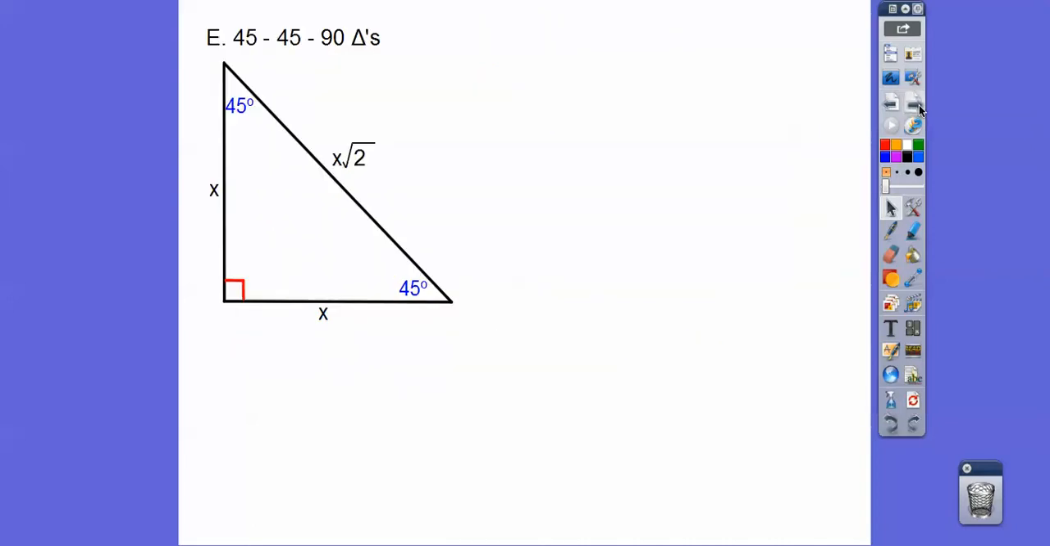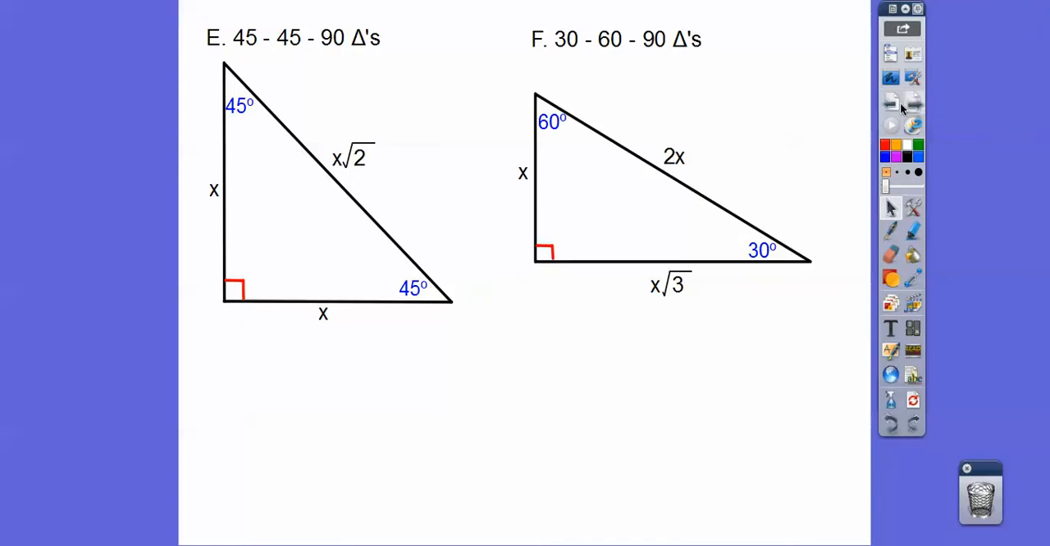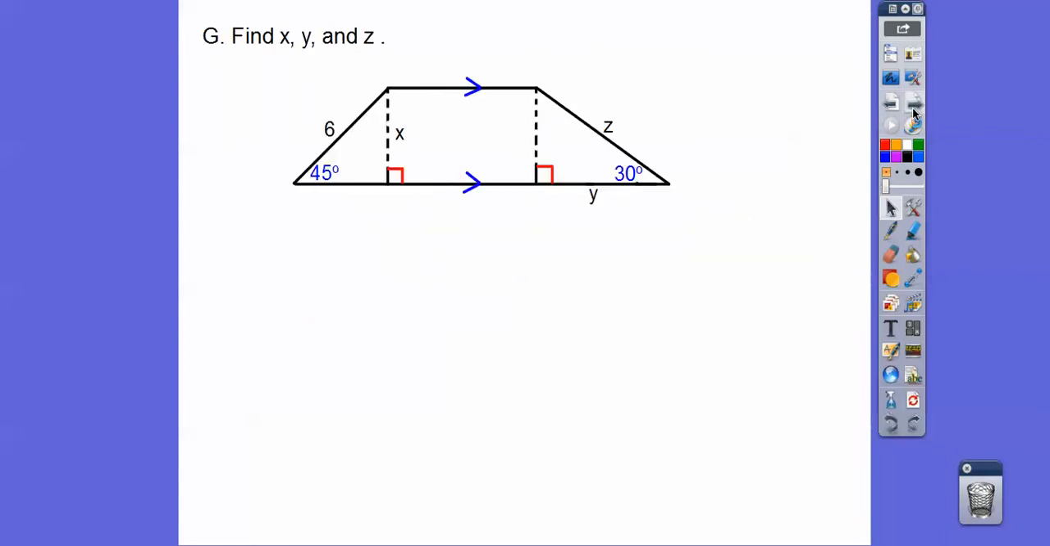Okay. All right, 45, 45, 90 triangles. Remember, x, x, x root 2. 30, 60, 90 triangles. Remember, the 30 has a root 3 baby. So if that's x, this is x root 3, and that's always twice that guy right there, okay? All right, so let's find x, y, and z, okay? So here, you guys, the root 2 is hiding in there because the hypotenuse is always root 2 times whatever this leg is. So this leg is going to be this number divided by root 2.